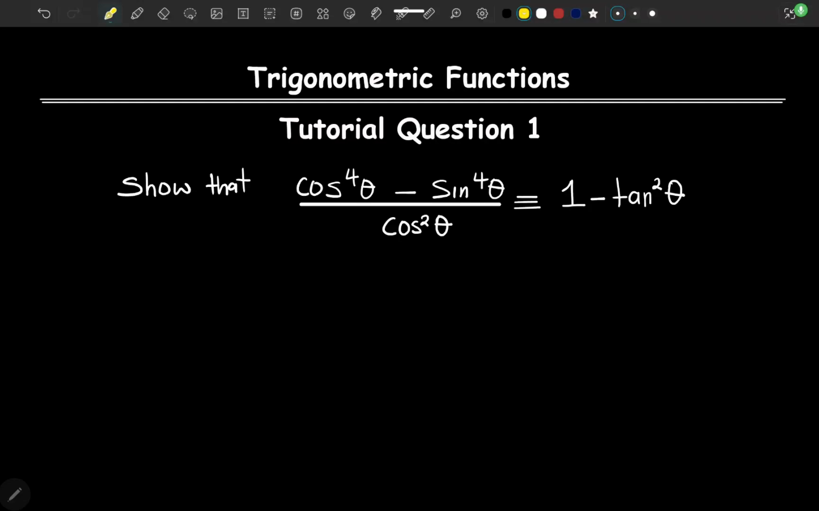So we have a question here under trigonometric functions. Of course, it's a trigonometric identity. It says show that cos to the power of 4 theta minus sine to the power of 4 theta over cos squared theta is equivalent to 1 minus tan squared theta. So how do we show this?